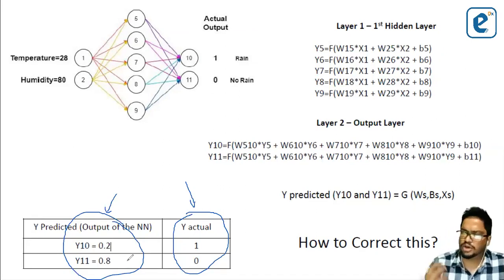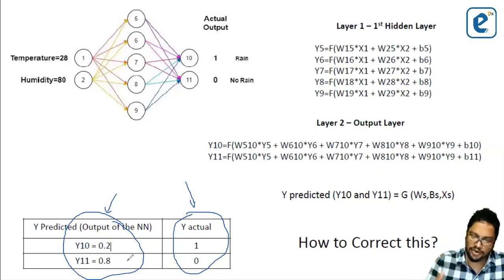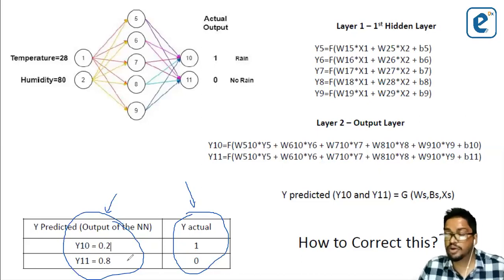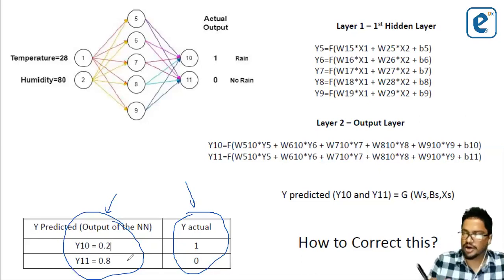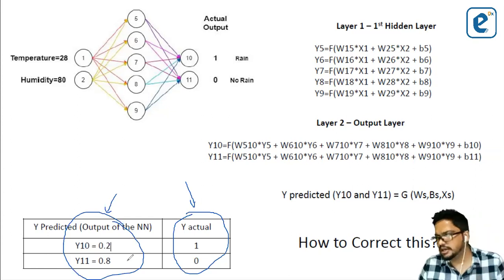So in order to improve, now the answers predicted by the neural network are not matching with the actual answers, or not even close, right? The values will be like 1 and 0. Now it's a no rain day, right? So rain or no rain day, so 1 and 0. So what happened? These values should be closer to the actual value.